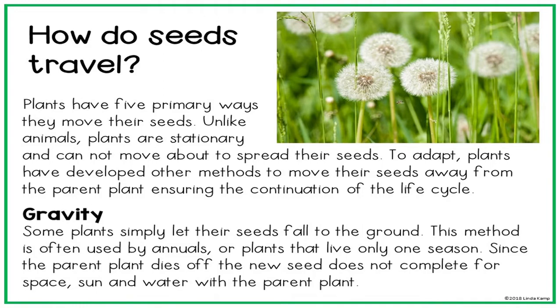How do seeds travel? Plants have 5 primary ways they move their seeds. Unlike animals, plants are stationary and cannot move about to spread their seeds. To adapt, plants have developed other methods to move their seeds away from the parent plant, ensuring the continuation of the life cycle. Some plants simply let their seeds fall to the ground using gravity. This method is often used by annuals or plants that live only one season. Since the parent plant dies off, the new seed does not compete for space, sun, and water with the parent plant.